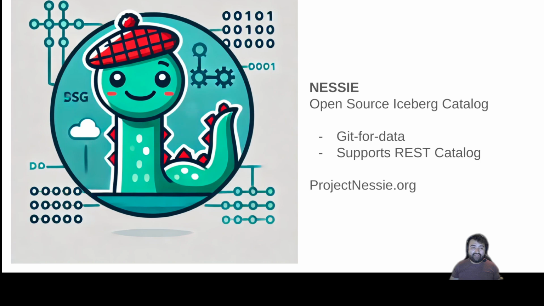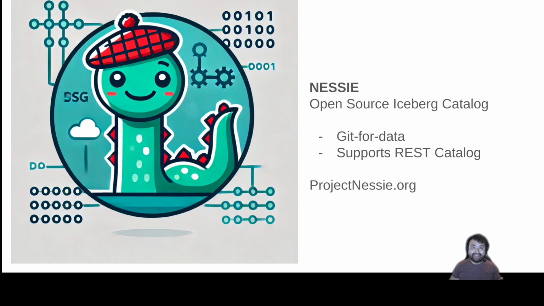Basically, this enables things like multi-table transactions, creating zero-copy environments, and isolating ingestion, all sorts of really cool things that you couldn't do otherwise, because it provides a Git for data-like experience where you can create a branch and say, hey, let's have a branching history of our changes to the catalog. And then you can merge those changes back in, just like Git.